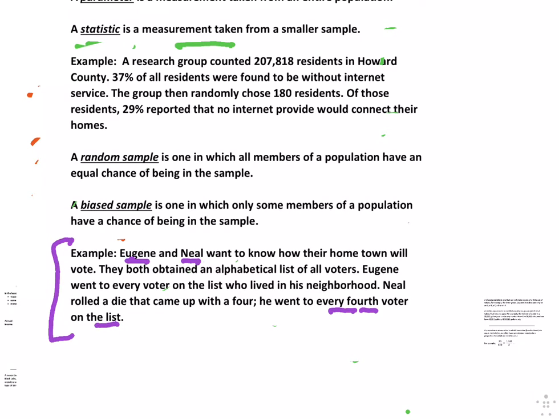If every voter has an equal chance of being in the survey, then that's a random sample. So what Neil did is what we call a random sample. If I color code random sample right here, then Neil gives us an example of what we call a random sample. Eugene, in contrast, is conducting what we call a biased sample because he's only choosing people who live close to him, and therefore he's excluding people who live farther away from him. Now, let me erase what I've just done, and we'll go to the end of our vocab.